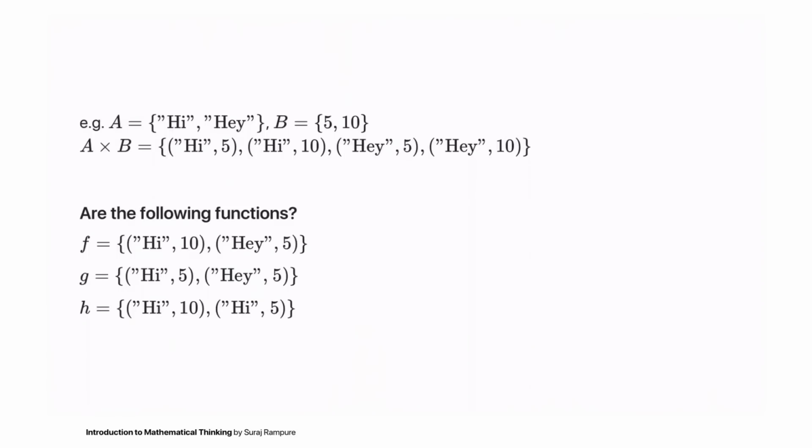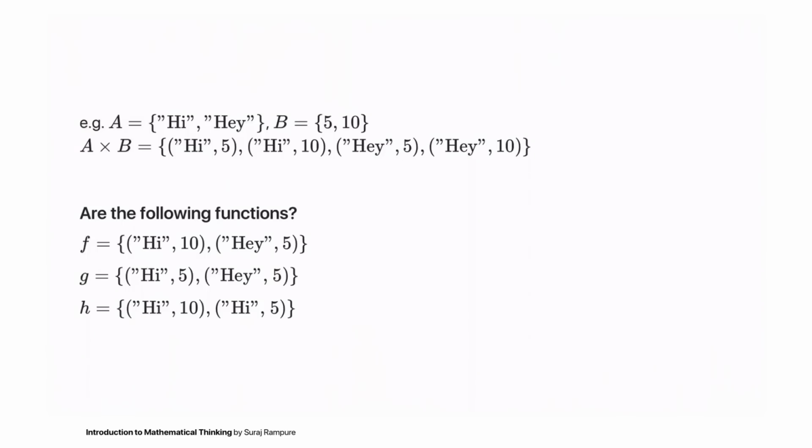One thing to note is that domains and codomains don't necessarily have to be numbers, right? We could have functions of vectors, functions of matrices, and in this case, we could have functions of words, right? Because for now, all we've seen is that functions are sets, nothing but sets of ordered pairs. Okay, so in this example, we have A being the set of the words hi and hey, and B being the set of numbers 5 and 10. And so A cross B represents all possible combinations of one element in A and one element in B, and our job is to figure out whether or not F, G, and H are functions. They're all relations on A and B, but our job is figuring out whether or not they're functions.